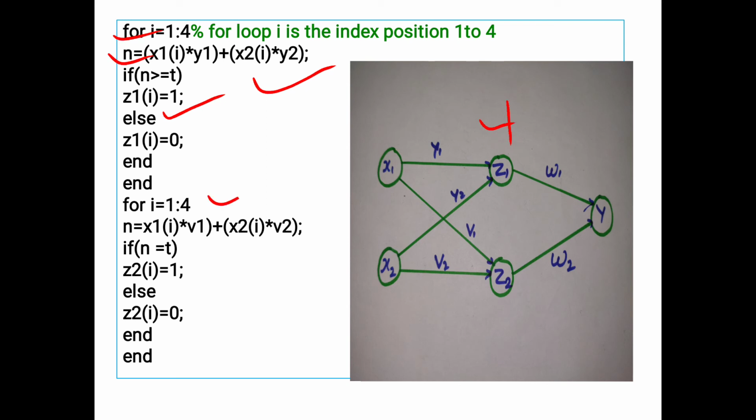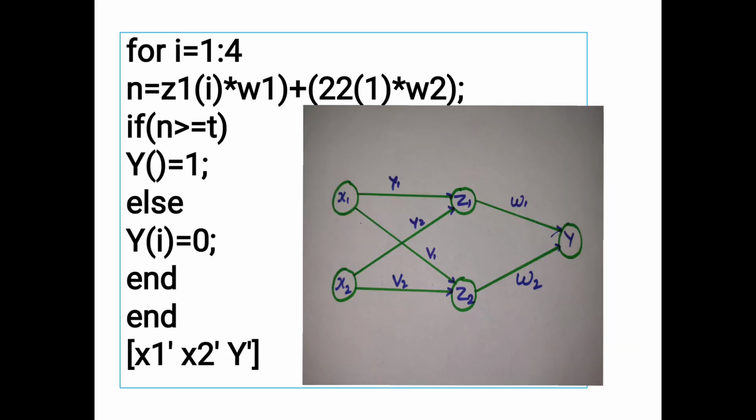And this is our second for loop. Here also we are going to calculate the net input for z2. If the net input value is greater than or equal to t, then the activation function z2 will be high, otherwise it will be low. Now in the next part, this is our third for loop. The third for loop is applied for the final output value.